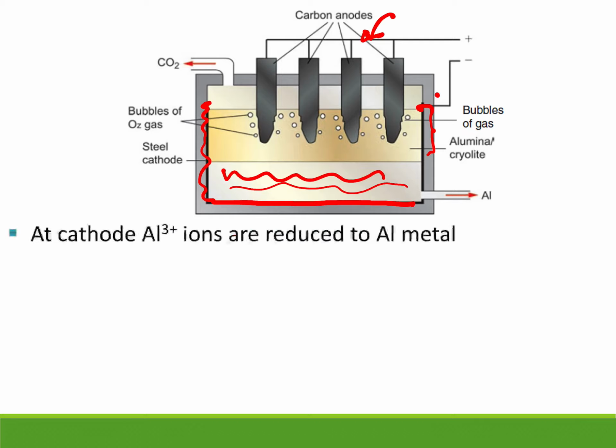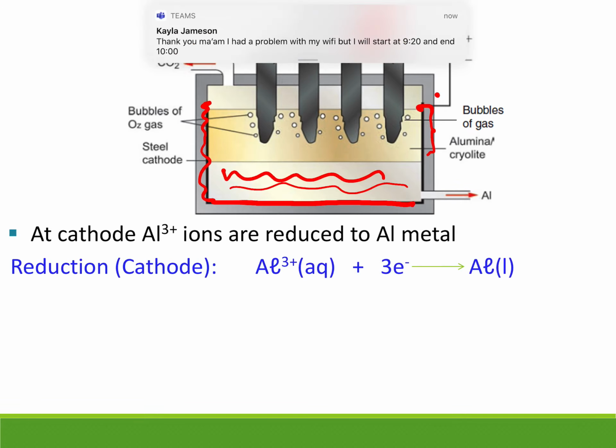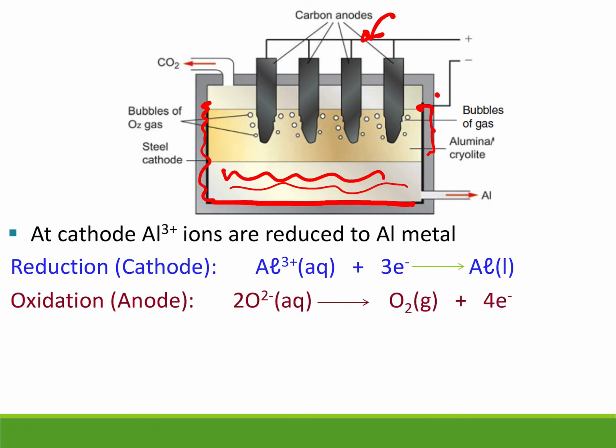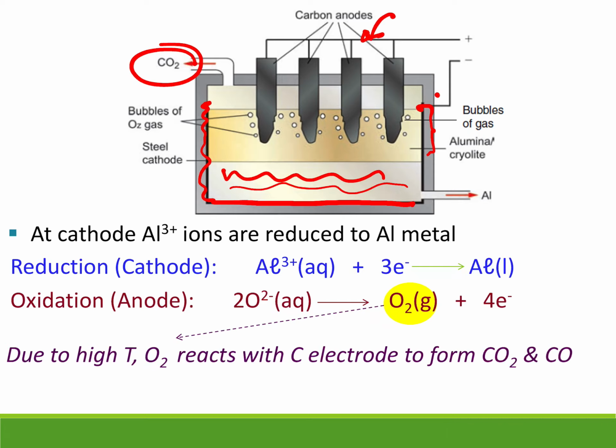So the aluminium ions get reduced to aluminium metal. That's the whole point. We want aluminium. Very important. Now what happens is that the oxidation is where the anode is, and we get oxygen gas. But if you look here, I'm telling you we get carbon dioxide, not oxygen, because of this. The high temperature causes the oxygen that's produced to react with the carbon anodes. That creates carbon dioxide and carbon monoxide.